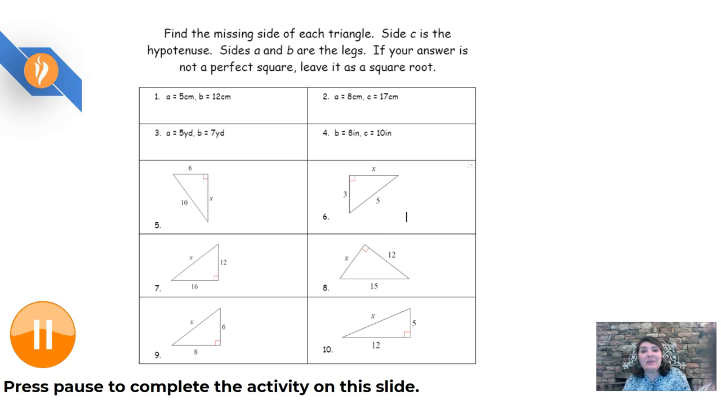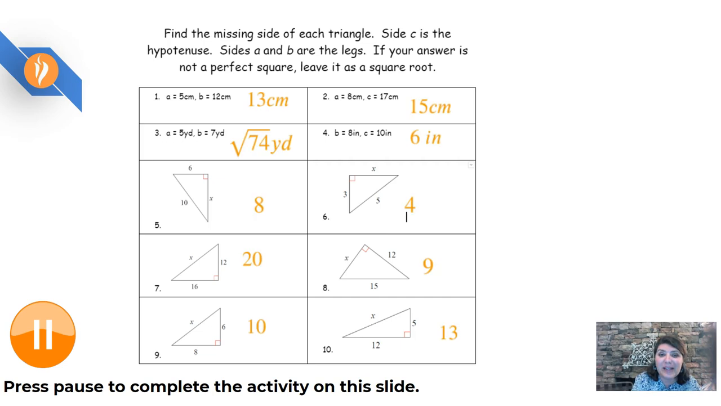All right, welcome back. Let's see how you've done on the work session. See how your knowledge is of Pythagorean Theorem. All right, so this is what I got. Number 1, you should have gotten 13. Number 2, 15. Number 3, look, that's where I wanted you to leave it as a square root, so just the square root of 74. Number 4 was 6. Number 5 is 8. Number 6 is 4, 7 is 20, 8 is 9, 9 is 10, and 10 is 13.